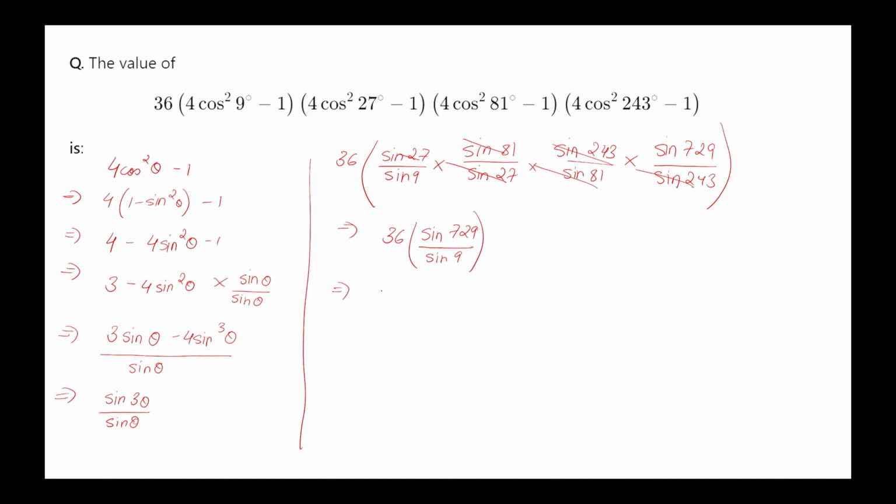Now how can I write down my sine of 729? 729 can be written as sine of 720 plus 9, and 720 is basically a multiple of 180 degrees, so I would have sine in my first quadrant only. Since 720 is a multiple of 2 pi, which is 360 degrees, I've gone one round of 360 degrees, then one more round, that is 720 degrees, and now I've taken 9 degrees, so it is going to be in my first quadrant only, so it would be positive, and it can be written as 36 times simply sine 9 by sine 9. This gets cancelled out and we are left with 36, and this becomes our answer.